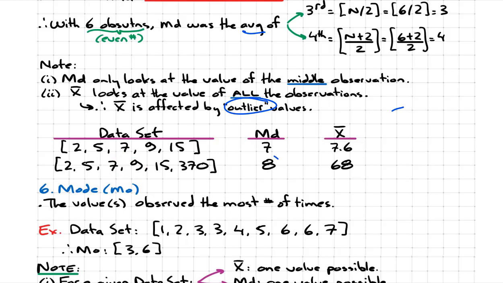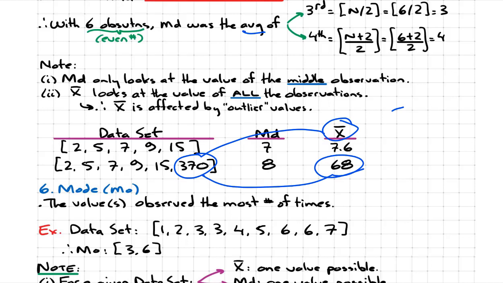And as we saw before, the median would be 8, the average of these 2. However, the arithmetic average would add up all these numbers and then divide by 6, and then you get 68. So what this demonstrates is that the arithmetic average is very much affected by the outlier values.